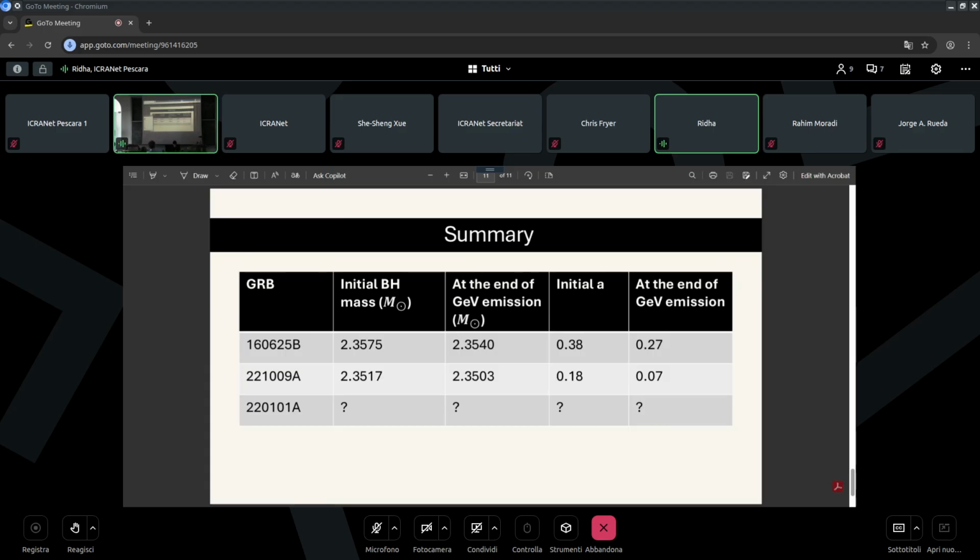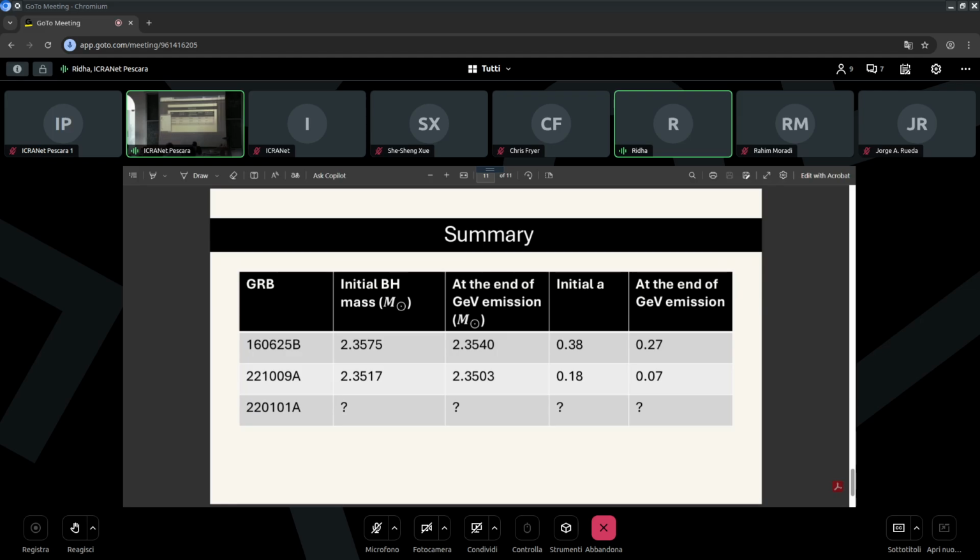I was just trying to see if there was anything particular. I would not say so, because A over M is larger at 0.38, but so is the mass of the black hole at the zero emission. It's okay.